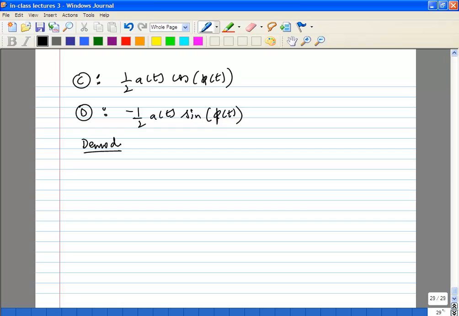So how would you demodulate? Actually, you can do it very simply, because if you just want to extract the amplitude and the phase, it's actually very simple. If you look at the signal at C and D, if you just do root of C squared plus D squared, that gives you A of t. Actually, what it gives you is A of t by 2, but you get the idea.